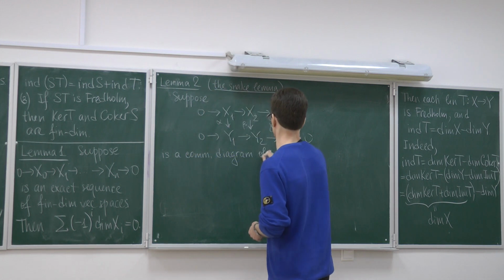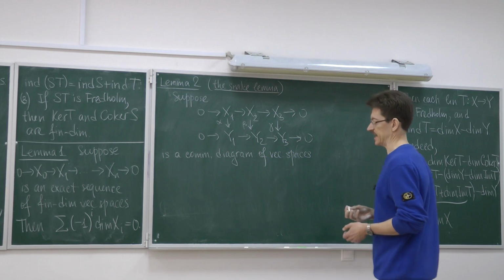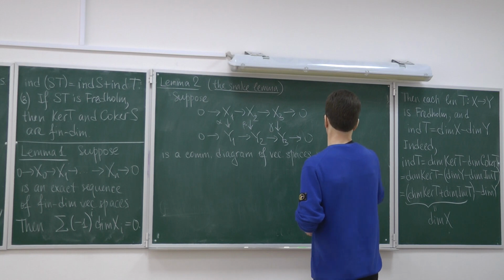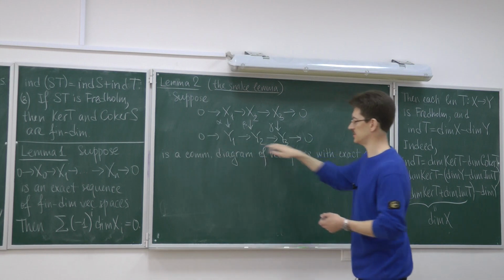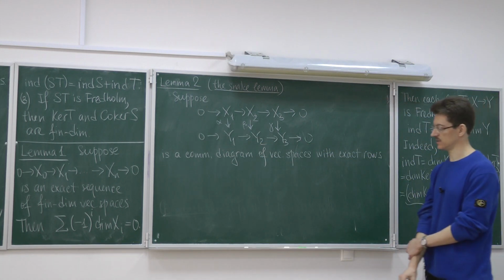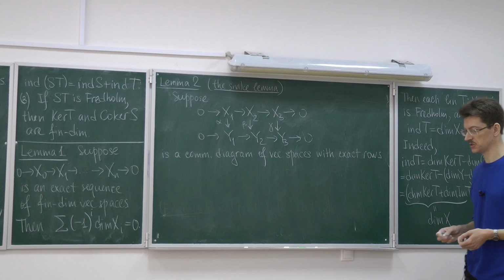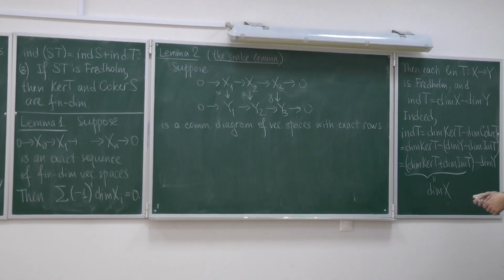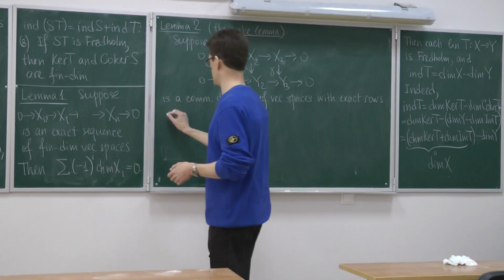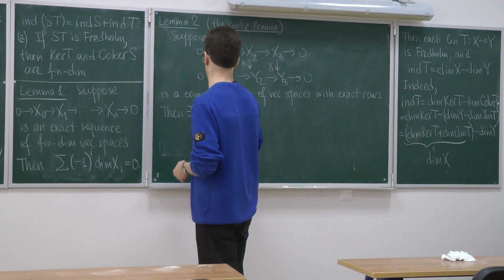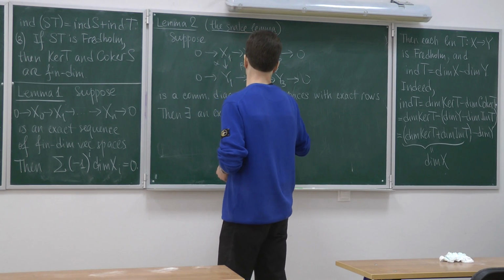Of vector spaces with exact rows. So both the rows are exact. In fact, it is not essential that we consider vector spaces. We can replace here vector spaces by modules over any ring, or even by objects of an arbitrary abelian category. I claim that in this case there exists an exact sequence of the following form.